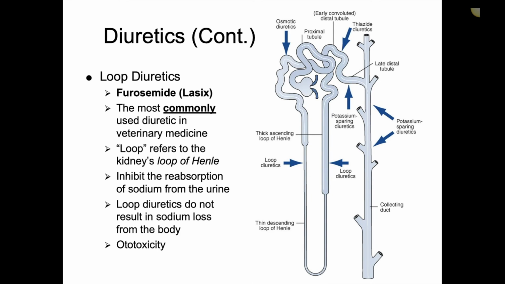Loop diuretics, these ones are a big one. So furosemide, Lasix, is the most commonly used diuretic in veterinary medicine. Loop is referring to the kidney's loop of Henle, and it inhibits the reabsorption of sodium from the urine. Loop diuretics do not result in sodium loss from the body, oddly enough, and long-term use they can cause ototoxicity. So, a bit of an explanation. Wherever sodium is, water is. If sodium accumulates in the urine production, water will accumulate in the urine production.